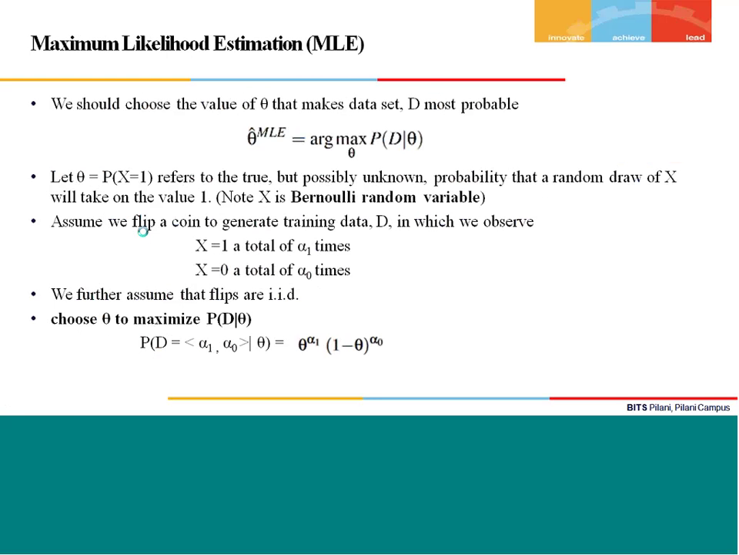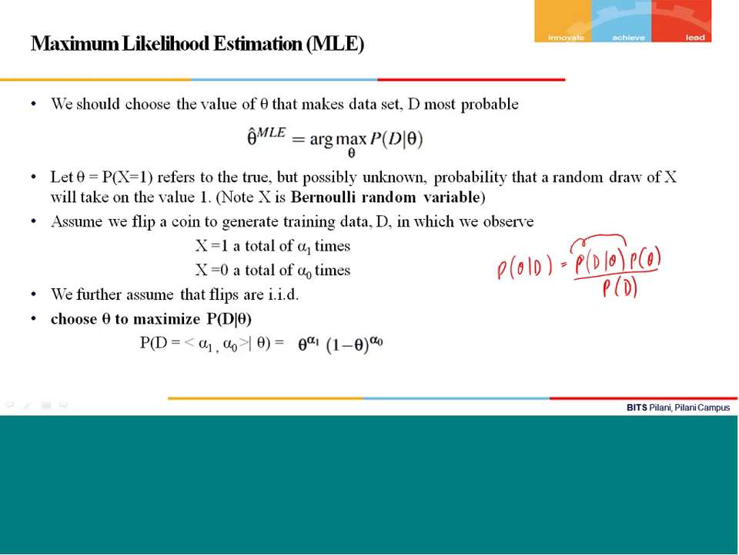What is maximum likelihood estimation? This was the Bayes theorem. If you remember, probability of theta given D equals probability of D given theta times probability of theta, upon probability of D. We are only interested in this part in maximum likelihood. We want to maximize this portion, which is known as the data likelihood function. So we want to maximize this data likelihood function for a given theta.